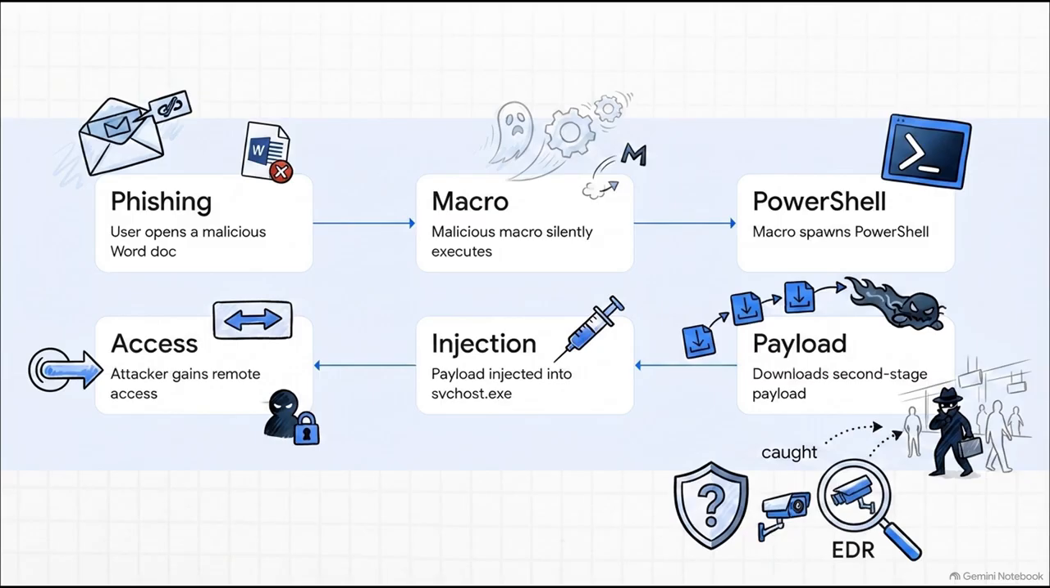Now, a traditional antivirus might look at this and mark it as completely clean because the tools being used, Word, PowerShell, svchost, are all legitimate. There's no known signature to trigger on. But an EDR observes the behavior. It knows Word absolutely should not be spawning PowerShell to inject code into a system process. EDR catches the thief acting suspiciously once they're already inside the airport.